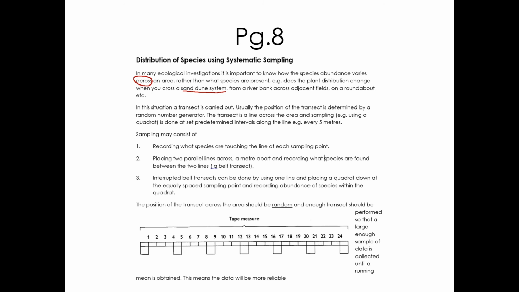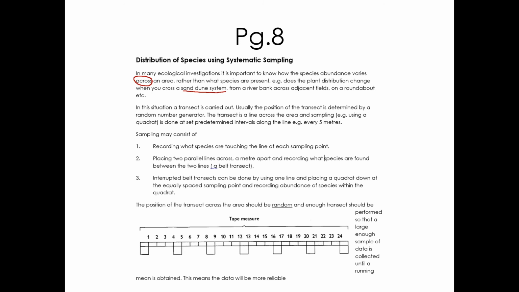The abundance of species, so the number of individuals of each species, and also the species present, does change. So this means that this methodology, the systematic sampling method, is used quite often when studying sand dunes. But there are many other examples that the examiners have used. So for example, they've had a riverbank, so moving from the side of a river and moving across the adjacent fields.